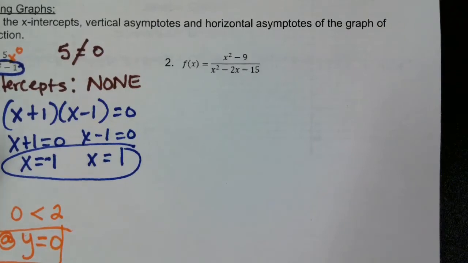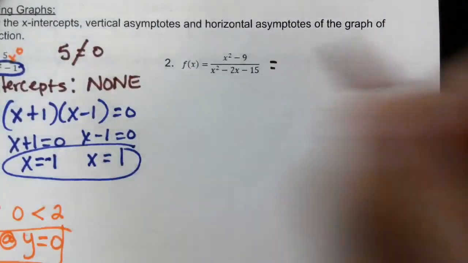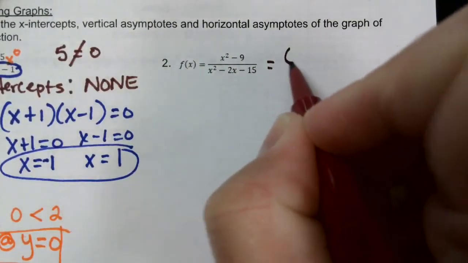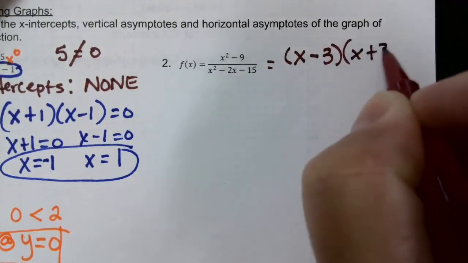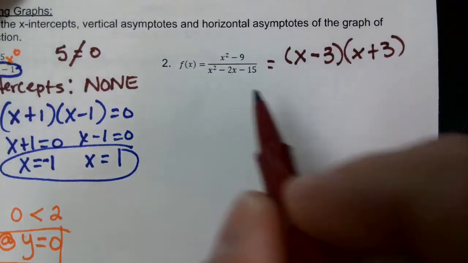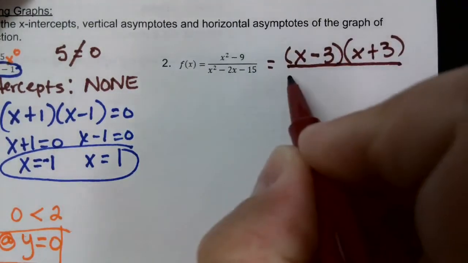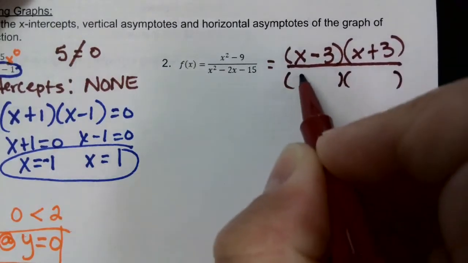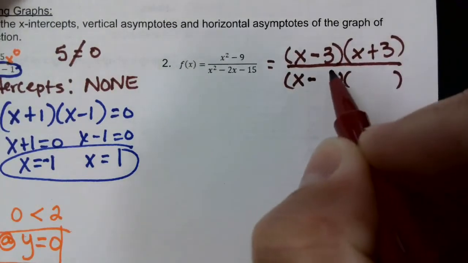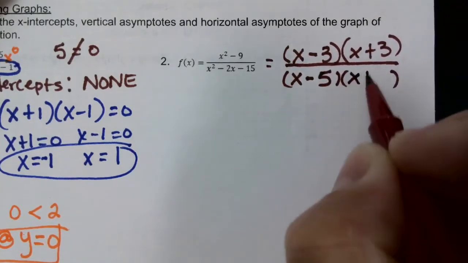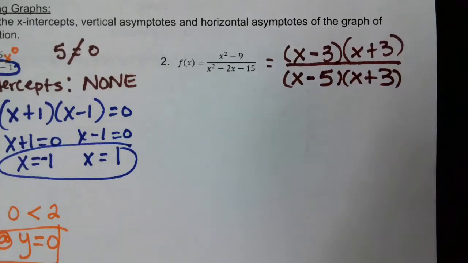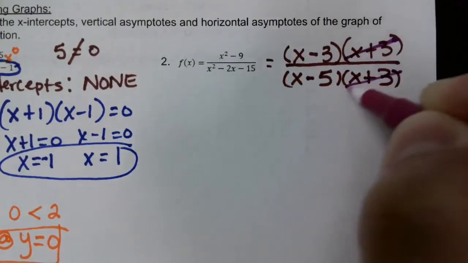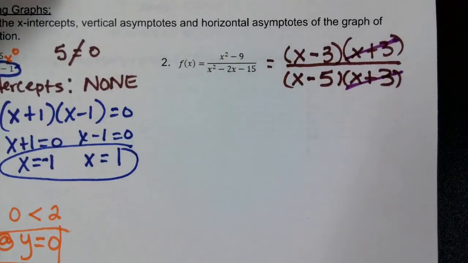Looking at our next example, we have x squared minus 9. That's a difference of two squares that factors into x minus 3 times x plus 3. And we have the denominator, which you can factor. Once you have factored, you will get x minus 5 times x plus 3. So we have 2 factors that divide and give me 1.